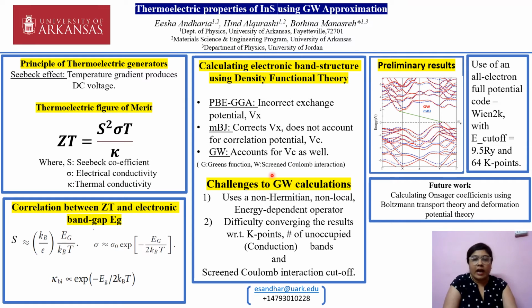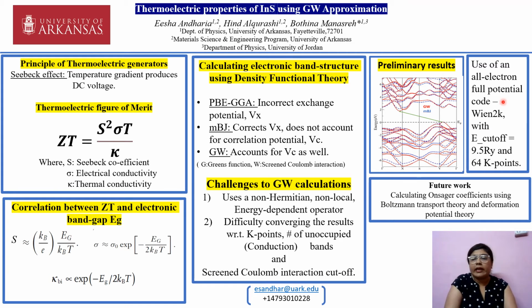However, when we perform these actual calculations, it is computationally very expensive. It requires a lot of SUs, and the parallelization itself is difficult because the operator that is used for this GW is non-Hermitian, non-local, and is also a function of the energy obtained from the Kohn-Sham calculations. Another important thing is that since we are aiming for a quantitatively correct band gap value, we have to converge the results with respect to k-points, number of unoccupied orbitals, as well as the screened Coulomb interaction cutoff, and this makes the computations even costlier.